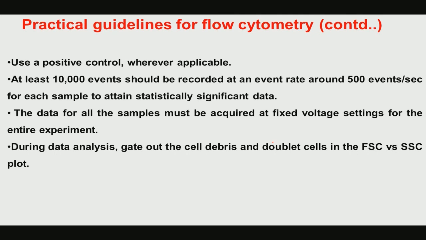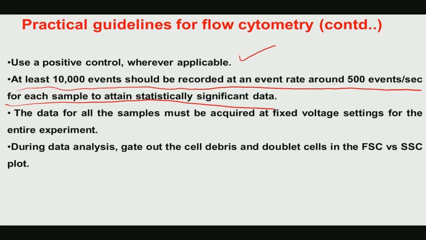Another practical guideline for flow cytometry is to always use a positive control wherever applicable. A clear advantage of the flow cytometer over other existing techniques is that at least 10,000 events can be recorded at an event rate of 500 events per second. Each dot point in the flow cytometer plots is an event. So, now you can understand how fast flow cytometry is as a technique.